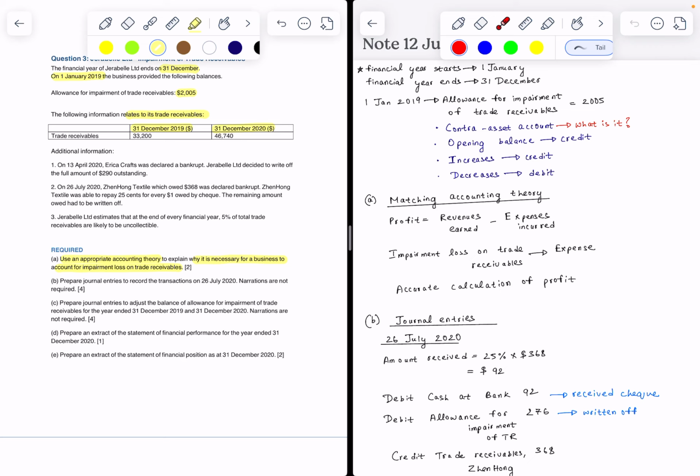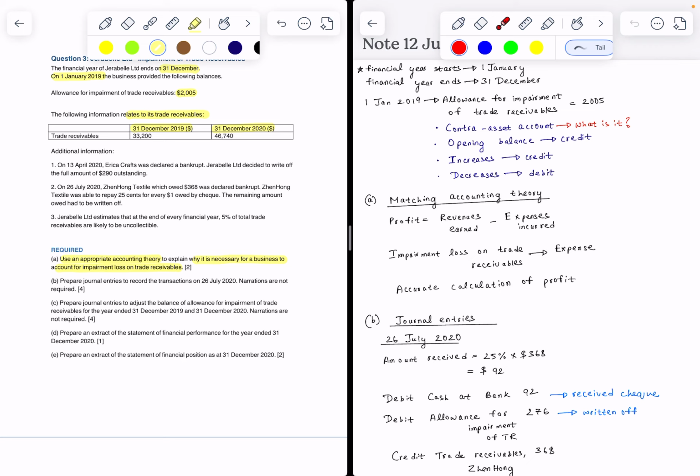Now, based on the first part of the question, where we are asked to use an appropriate accounting theory to justify why a business needs to account for impairment loss on trade receivables, we can use the matching accounting theory, which calculates profits based on the revenues earned in a given financial year and the expenses incurred that we can deduct from these revenues that we have earned. Now, impairment loss on trade receivables in itself is an expense account. By default, all losses are classified as an expense because they are incurred in the generation of profits for the business, okay? And for us to accurately calculate the profit, we must include this expense, impairment loss on trade receivables, as part of our profit calculations. That way, we do not overstate our profits and also ensure that the matching accounting concept is followed.